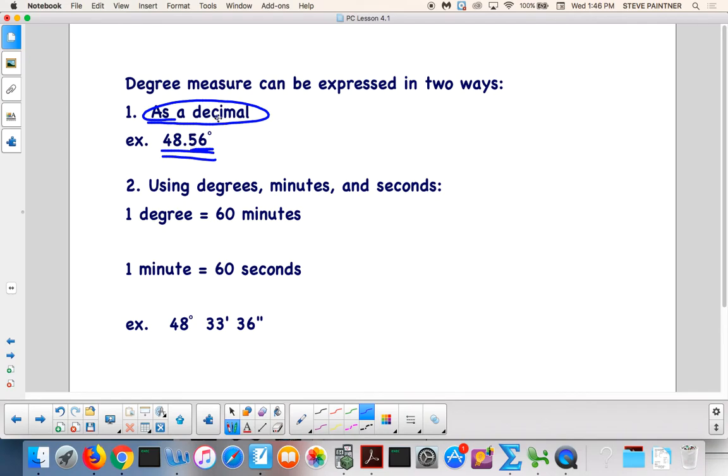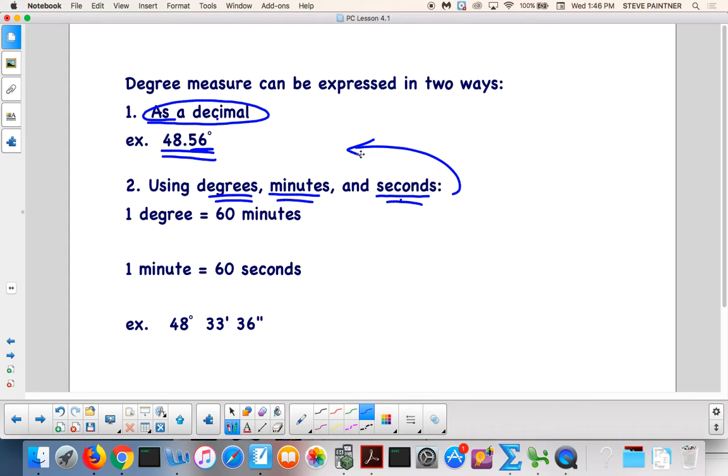So that's as a decimal. Or you can use degrees, minutes, seconds, which means the same as that. This is used in story problems when they talk about a plane. You're flying a plane, you turn the plane, whatever, minutes, seconds. Or you're sailing your ship, and you make a direction change. They use minutes and seconds.